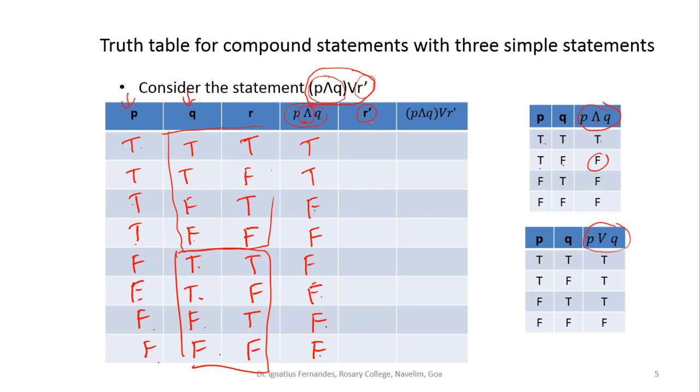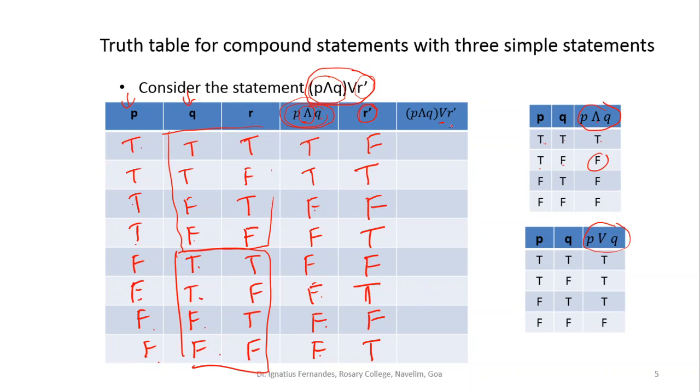Next I write down the column for R bar. Now R bar is the opposite of R. So if R is T, its opposite is F. If it is F, its opposite is T. For T, it will be F. For F, it will be T. For T, it will be F. For F, it will be T. For T, it will be F. For F, it will be T. Now I got the column for P and Q, and now I got R bar.